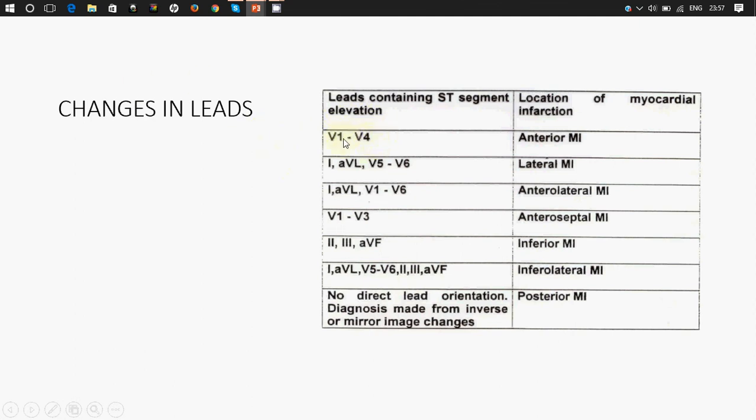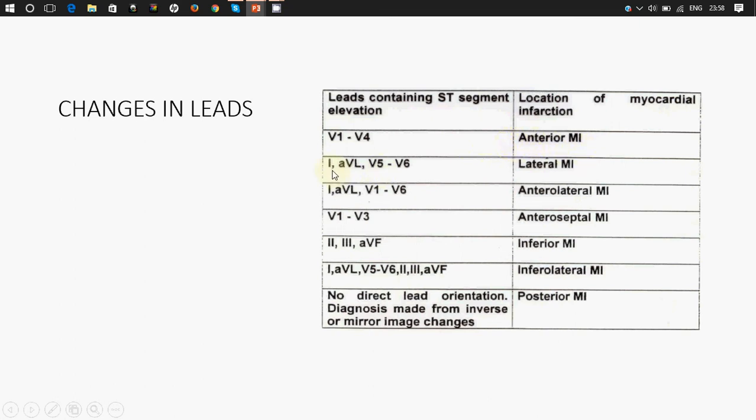If you see ST segment elevation in V1 to V4 leads, you know there are different leads. The leads watch or take a photo of the heart from different angles. So V1 to V4 give a different picture or angle of the heart, and AVL, AVF, all leads give a different picture. It means different leads see the heart from different angles. So if you see ST elevation in V1 to V4, you can expect anterior wall MI.